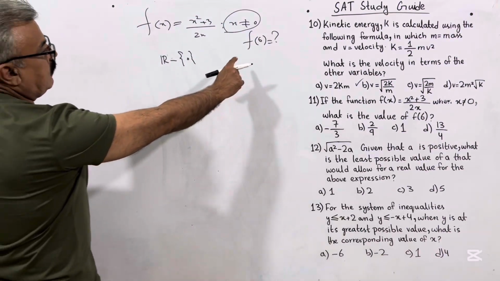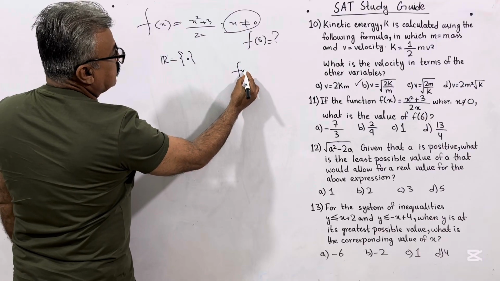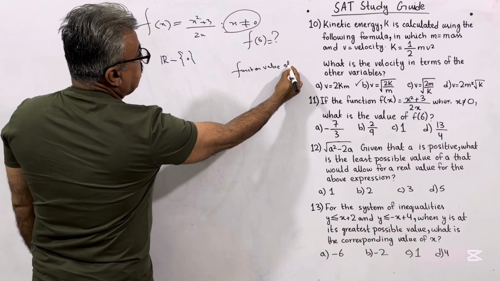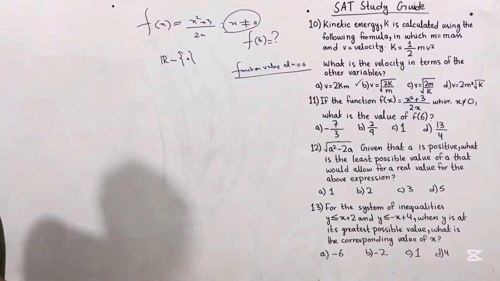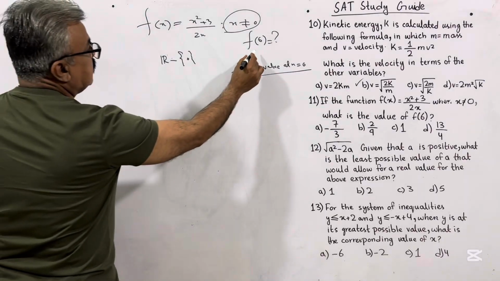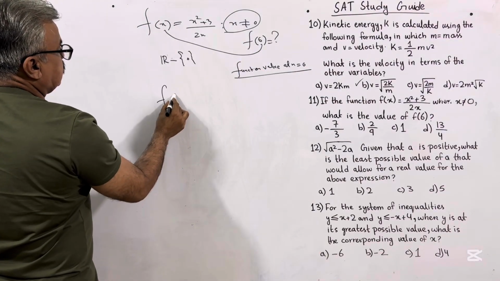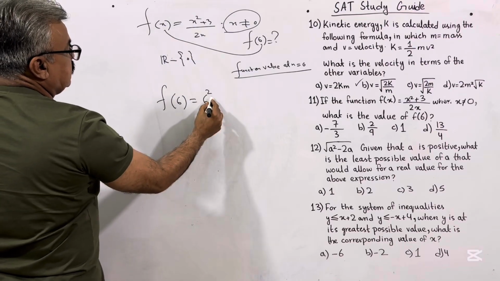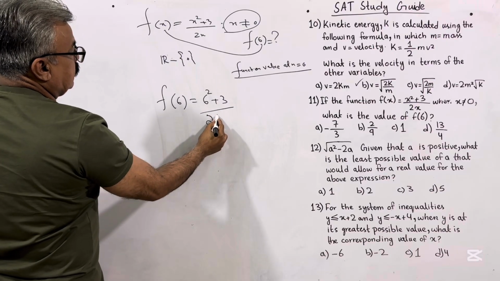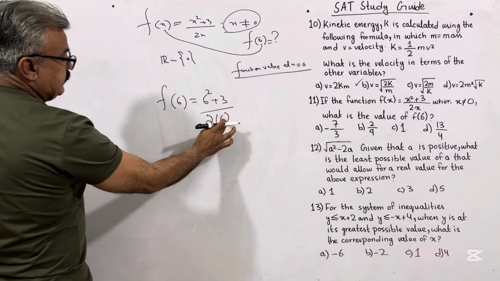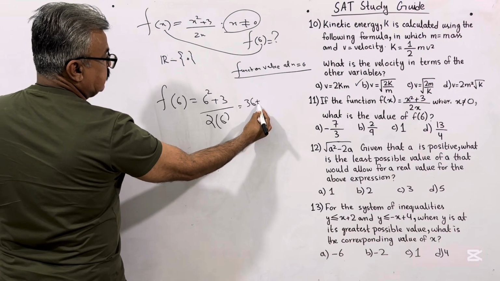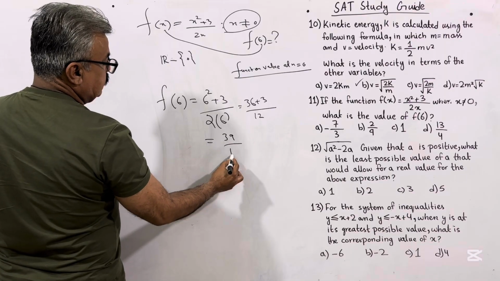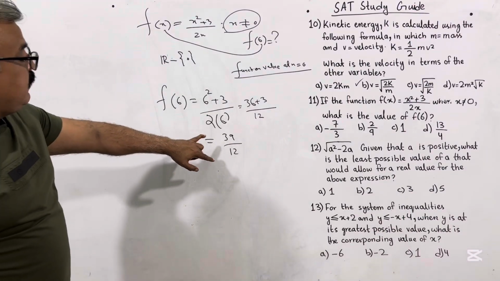Okay, f of 6 means we are asked to find the function value at x equal to 6. Instead of x, plug in 6 here, f of 6. Instead of x, 6 square plus 3 over 2 times 6. Simplify. 6 square means 36 plus 3, 2 times 6 is 12. It will become 39 over 12. Make them relatively prime.